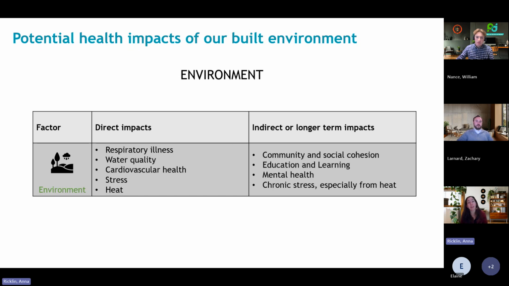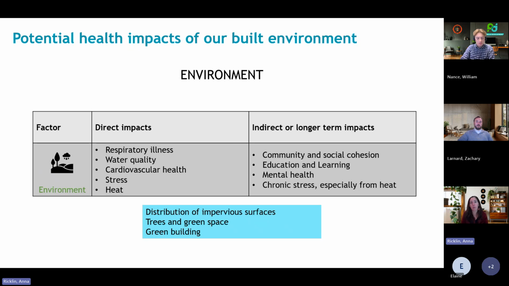Heat, especially in the bottom right there, can also cause significant chronic stress over time. And so we're very concerned about that, of course, with climate change. That can affect our mental health. It can particularly affect communities with lower incomes who might not be able to run air conditioning as often. A lot of these things can add up. And the quality of the environment can affect our community and social cohesion.